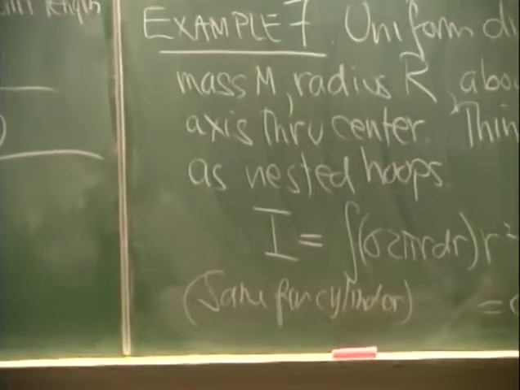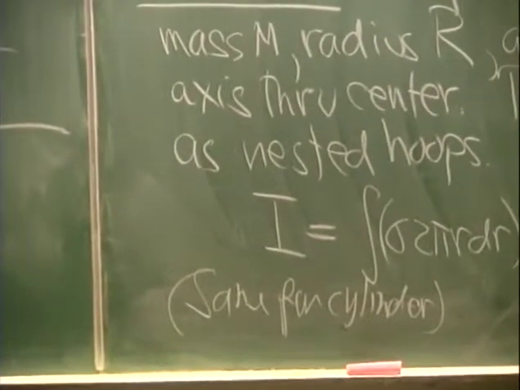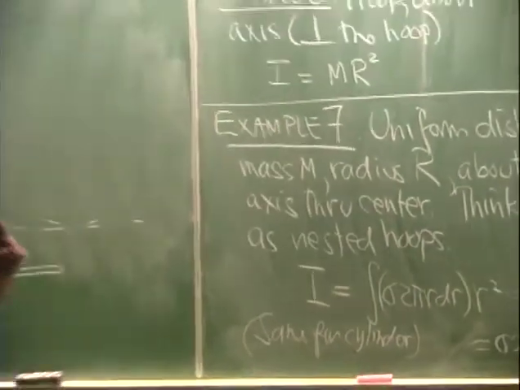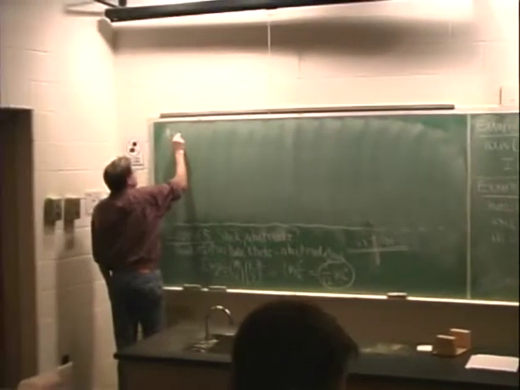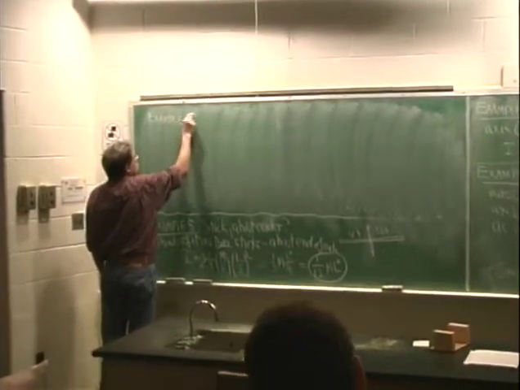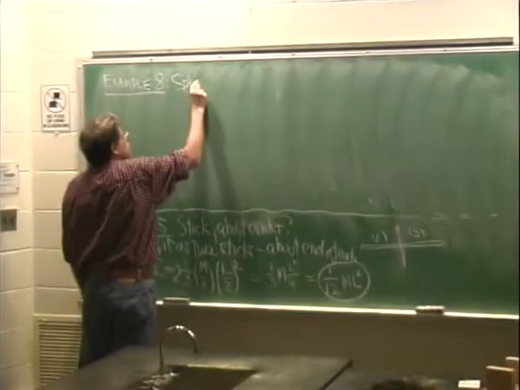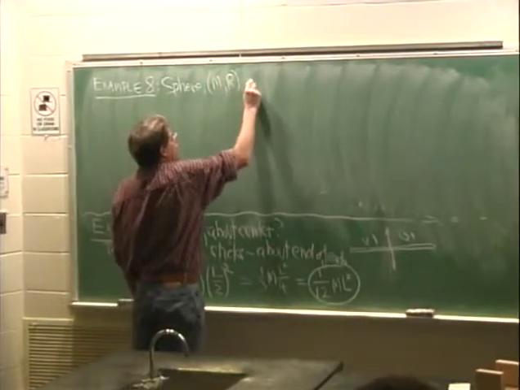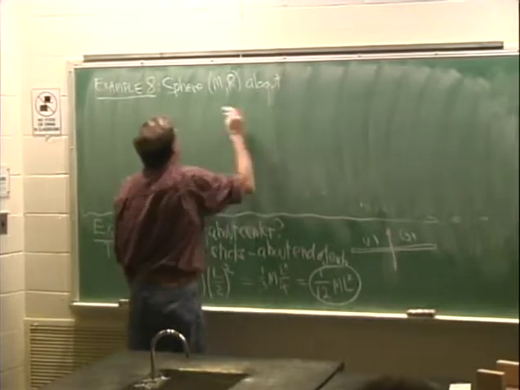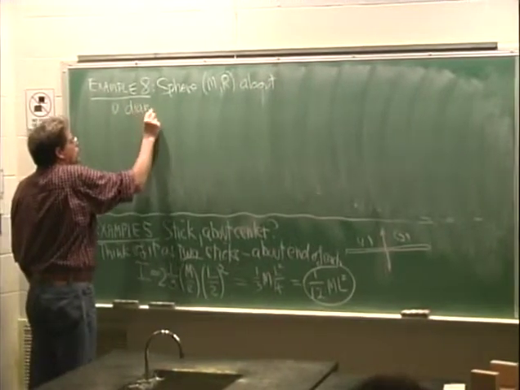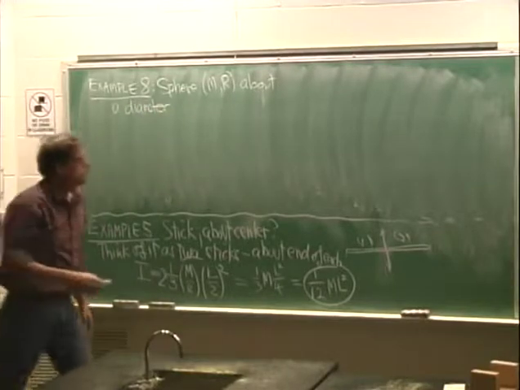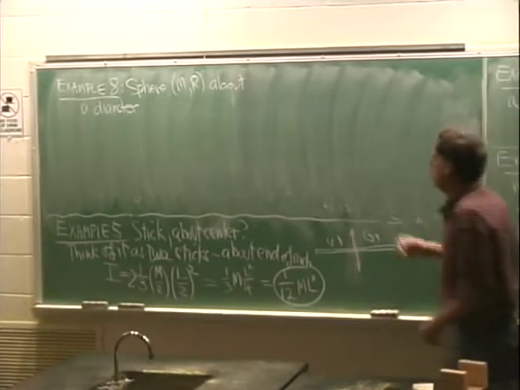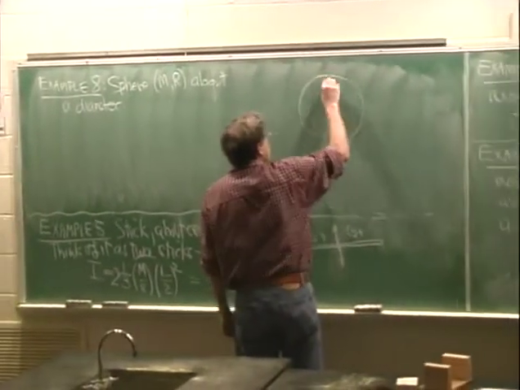What number am I up to? 8. Okay, here goes the most famous one of all, the moment of inertia of a sphere about a diameter. A sphere, let's give it a mass m and the radius r. By the way, by sphere, I mean the solid sphere, right? Not a spherical shell. That would actually be a more complicated problem to calculate. I mean a solid sphere here.